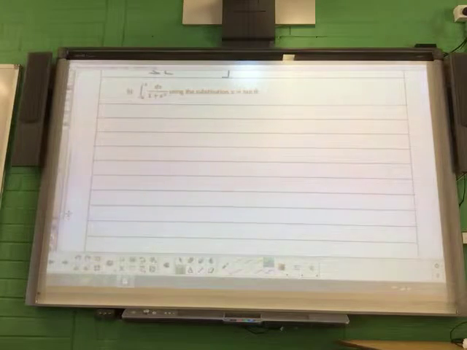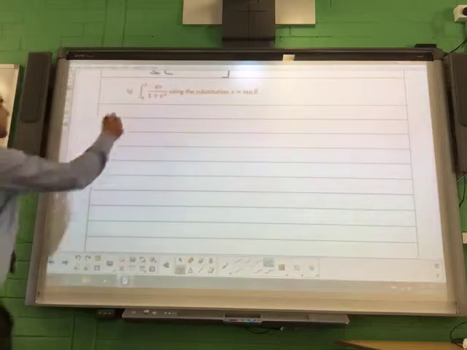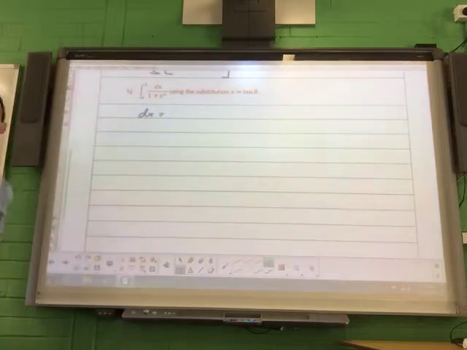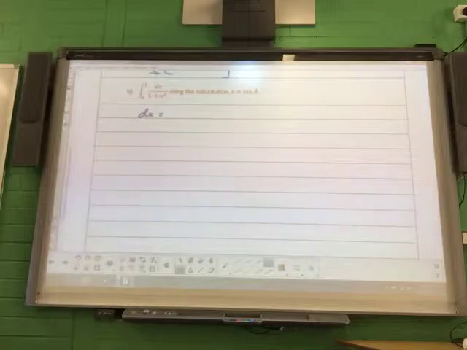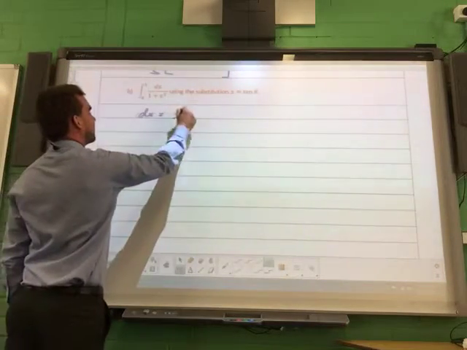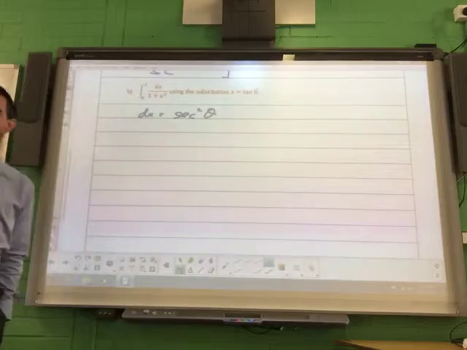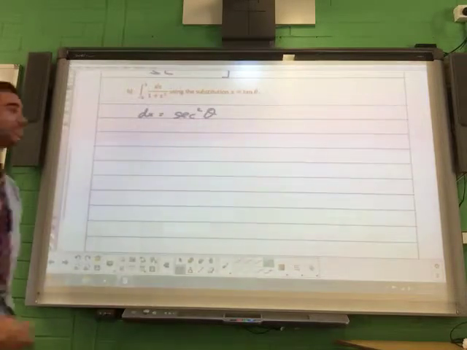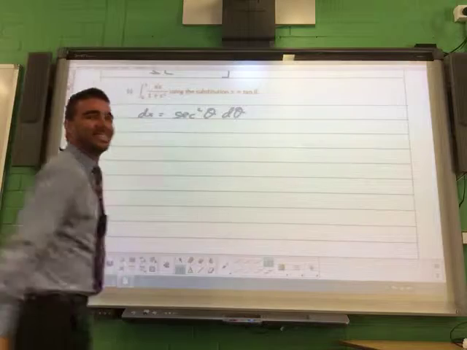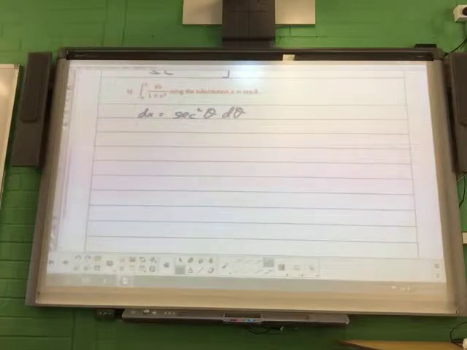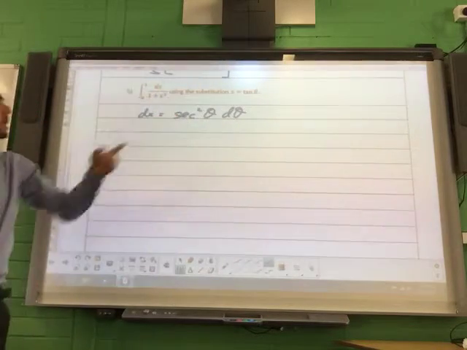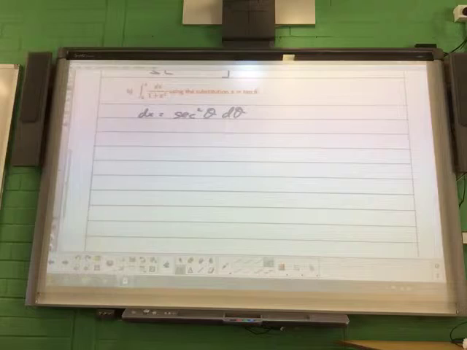Use the substitution of x equals tan of theta for that integration. Okay. So when you differentiate tan, you get what? Sec squared. Okay. It is on your reference sheet somewhere. Okay. So I've got dx just on top, so I can replace that with that. I know I can replace x with tan theta.